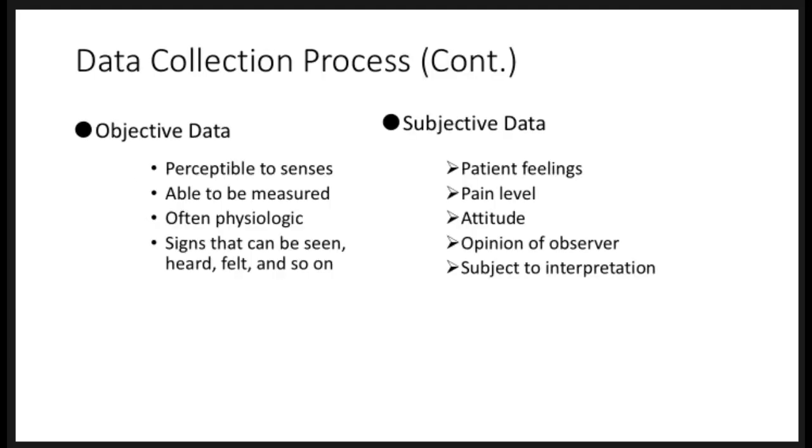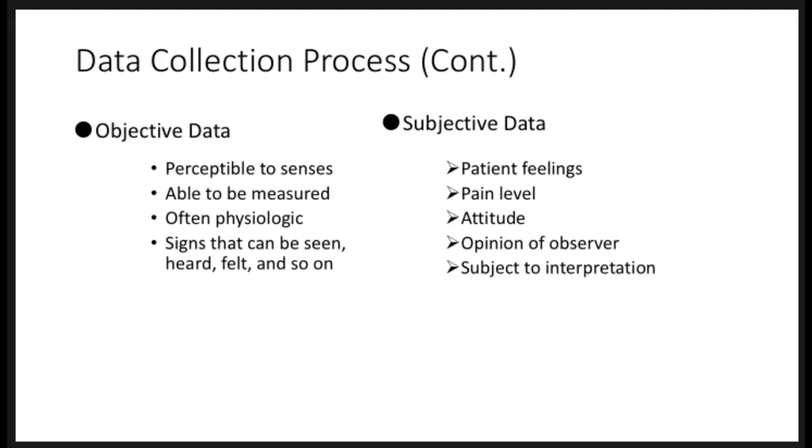What's the difference between objective data and subjective data that you're writing down on the history sheet? So objective is perceptible, measured, physiologic, signs that can be seen, felt, heard, and so on. Like, what is the blood pressure? Specific data.